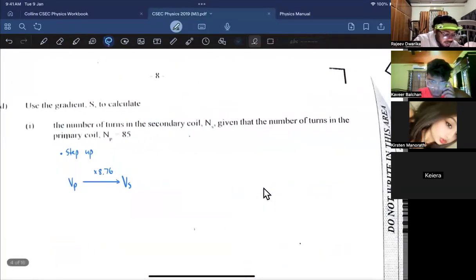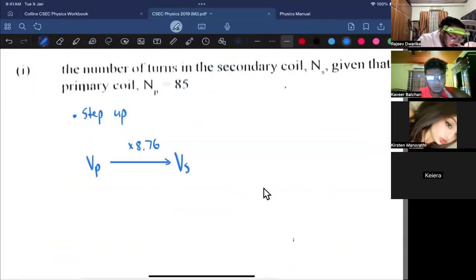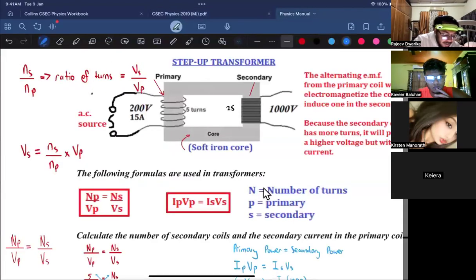So they gave us the number of turns in the primary. So the number of turns in the primary is actually 85. Now this is a step up. Where will it have more turns? In the primary or the secondary? Secondary. Yeah, in the secondary, right? And look at the relationship again. If we're making the voltage 5 times bigger, that means we need to do 5 times more.